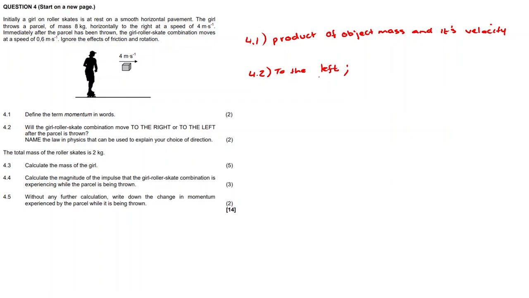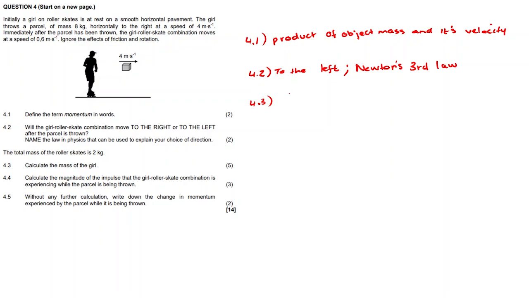And the law that states this is Newton's third law, as that's the law that says if an object A exerts a force on object B, B will exert the same force on object A, which is what's happening in this scenario. The total mass of the roller skates is 2 kgs. Question 4.3. Calculate the mass of the girl.